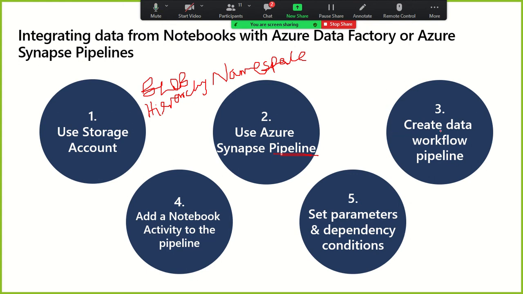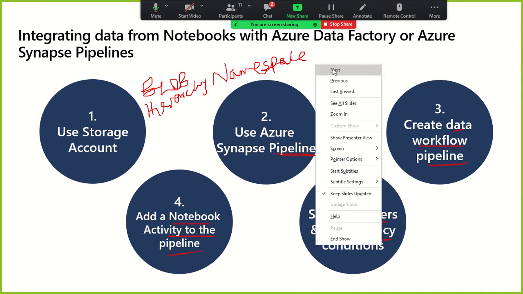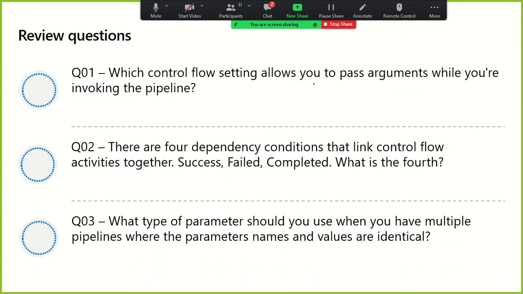Number 3, you create your data workflow pipeline. After that, you add a notebook to the pipeline. Steps 1, 2, 3, we have done as part of our activity before when we were doing lab 4. Then you add a notebook activity to the pipeline, and you set parameters and dependency conditions. These are the 5 steps we will use in lab 9, and that lab will probably not take us more than 1 hour.